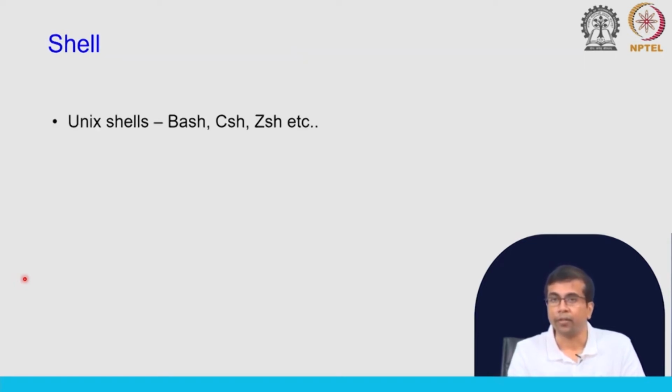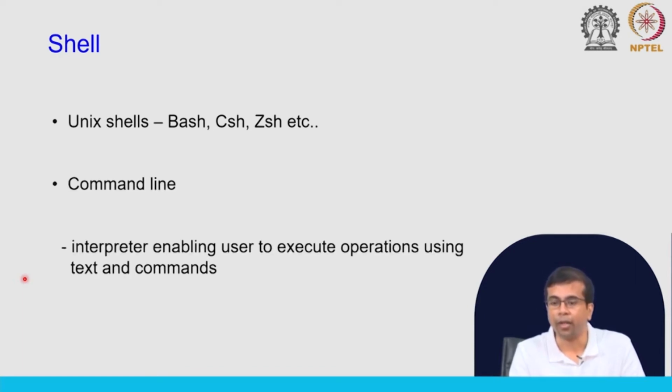We have a concept of shell in this Linux system. These are Unix shells called bash, csh, zsh, etc. There are many more. We will introduce bash, and I will show you bash and the commands that we have. You have something called the command line, which is an interpreter that allows you to execute operations using text and commands. We will see these commands a bit later.